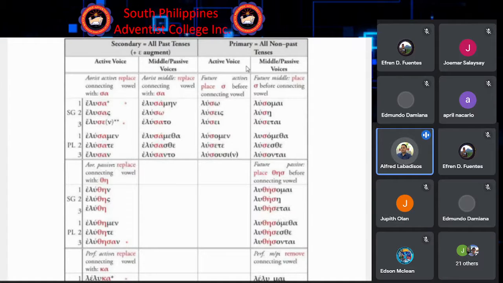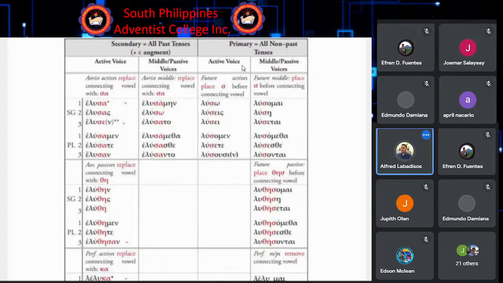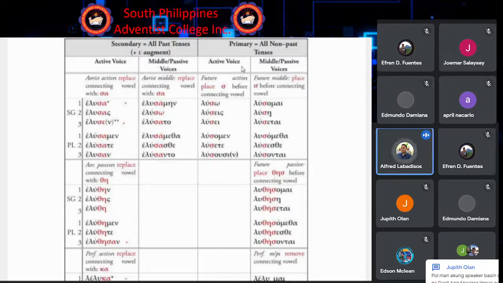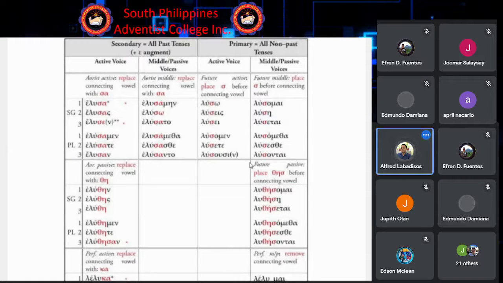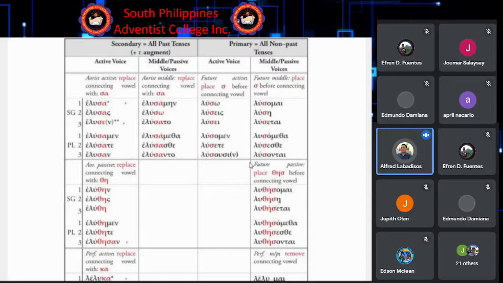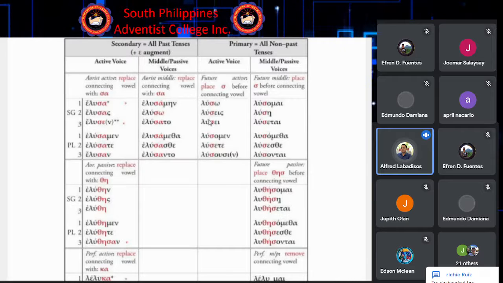If you memorize the present form endings, then it is not difficult for you to memorize the future. Why? Because here in the future, we have the endings o, eis, ei, omen, ete, ousi. The same endings as the present active endings. If you memorize the present active endings, then you memorize the endings of the future active. However, there's only one difference, and what is that? The tense identifier, the sigma here.